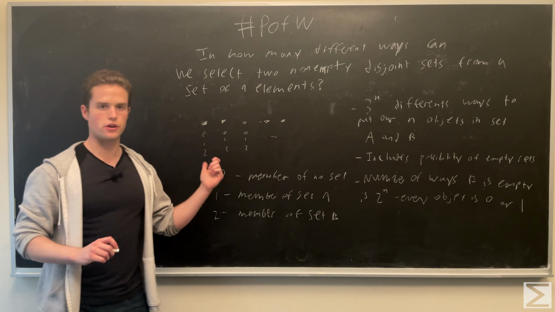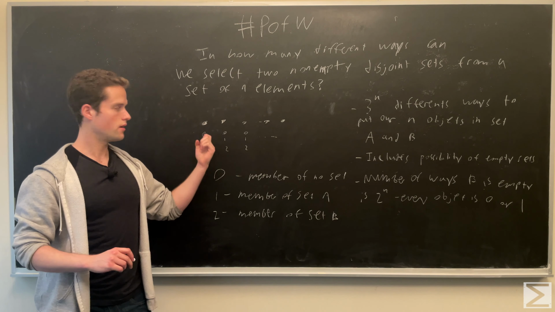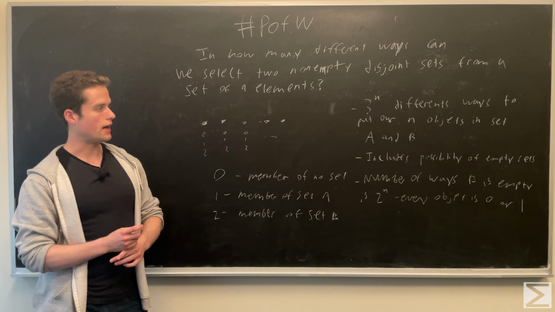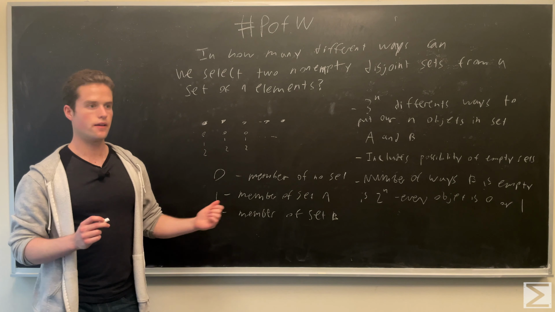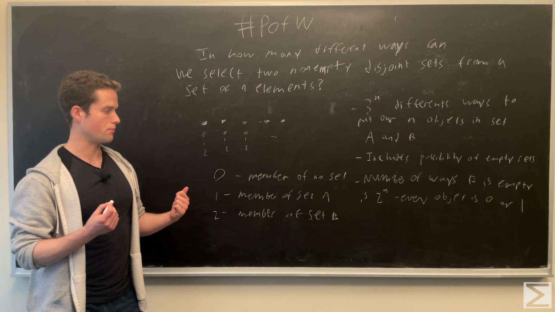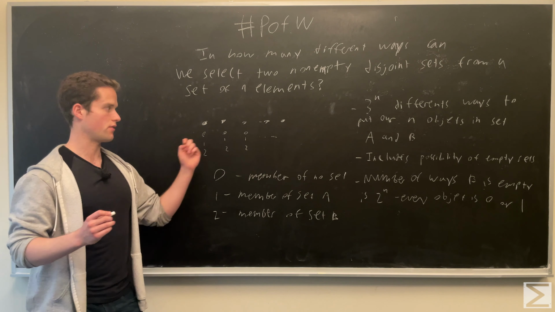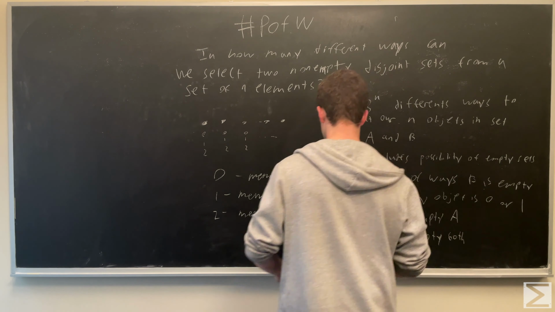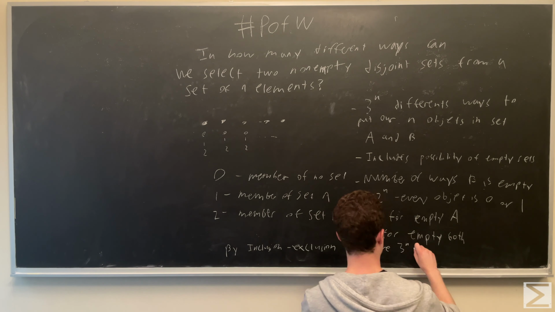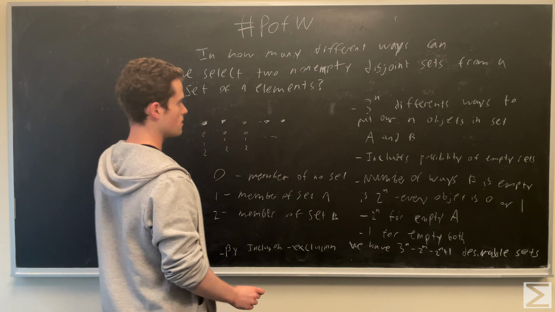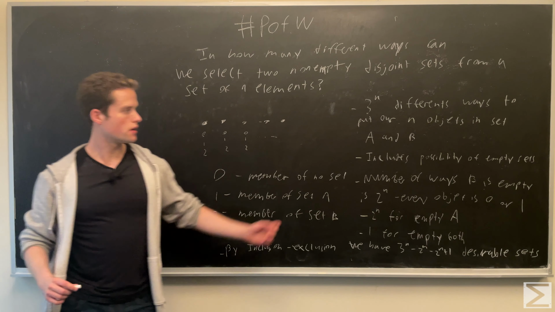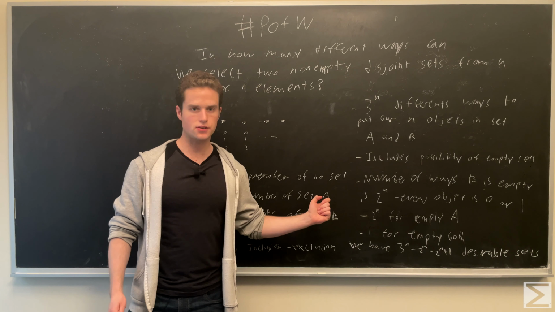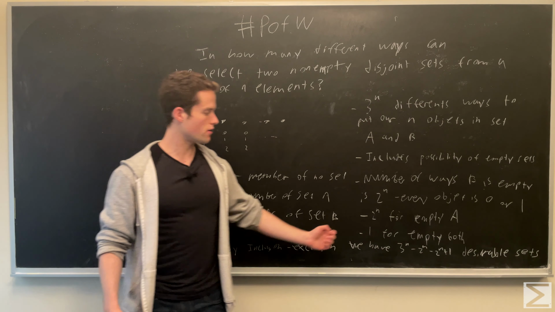The number of different ways we can have set B be empty is 2 to the n. And this corresponds to every object being assigned a 0 or a 1. So either in neither set or in A, but never in B. This is similar for A, and for when it's in neither set, we have one case, where everything is just 0. So the number of ways where B is empty is 2 to the n, the number of ways where A is empty is also 2 to the n, but the number of ways where both are empty is 1.